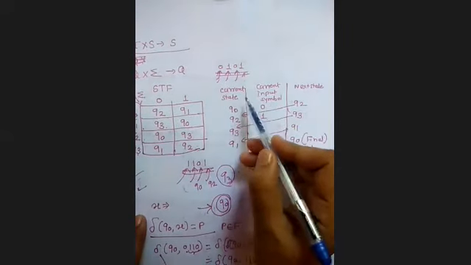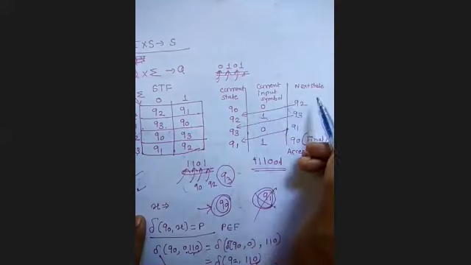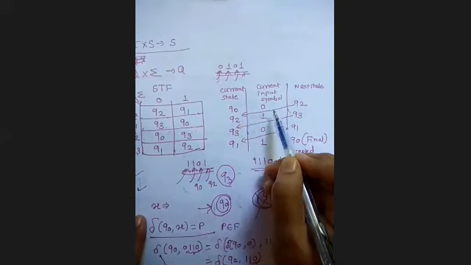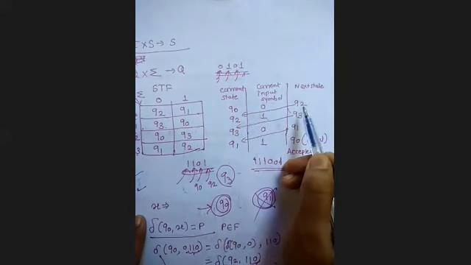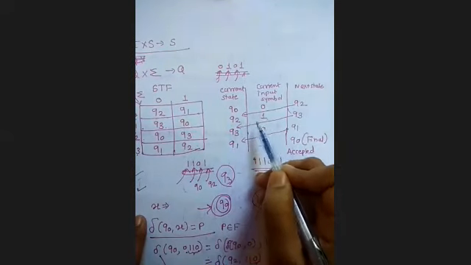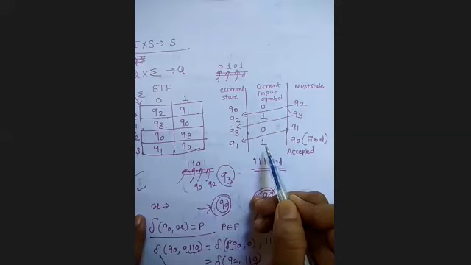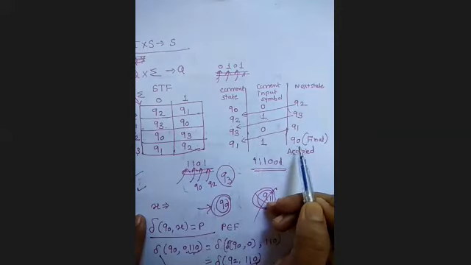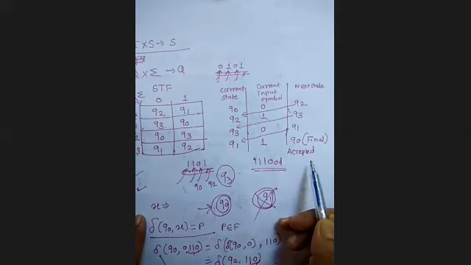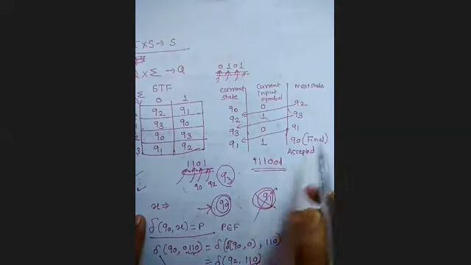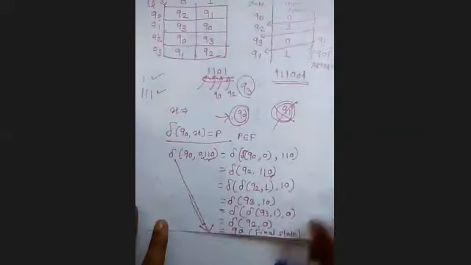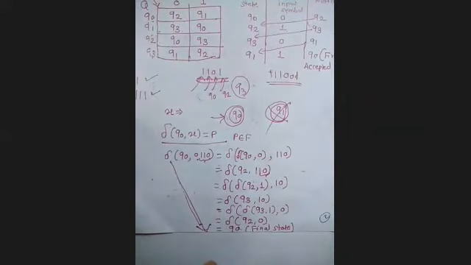So this is the current state, current input symbol, and the next state, and you can show the simulation. From the current state, for the current input symbol, you do the transition and find the next state, and for the next input symbol, it becomes the current state. Take the next input symbol, find the next state, and you continue till the last input symbol. After reading that, if you are in the final state, then we'll say that the input string is acceptable, otherwise it is not accepted.